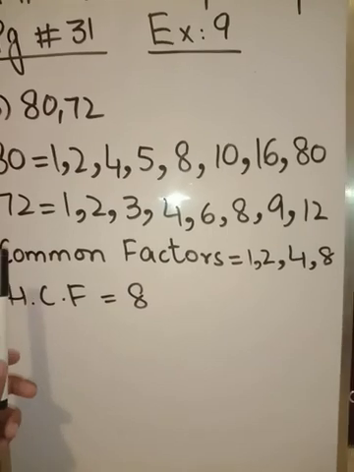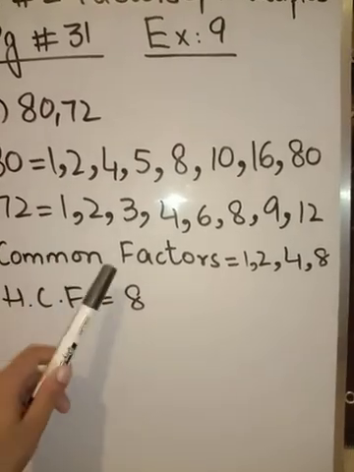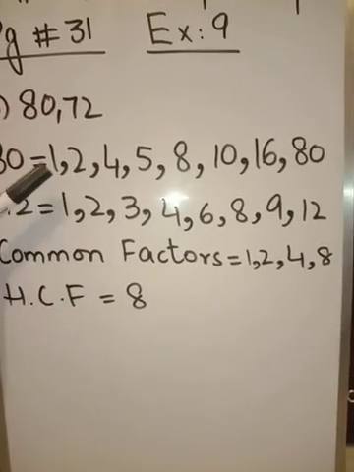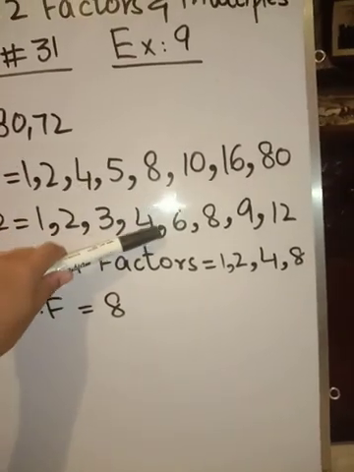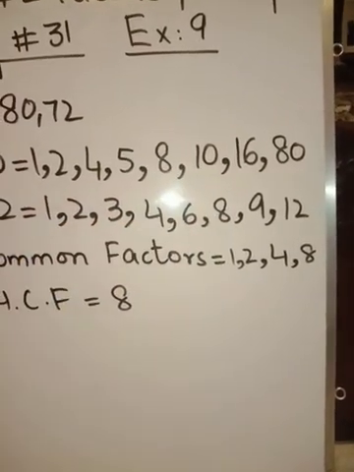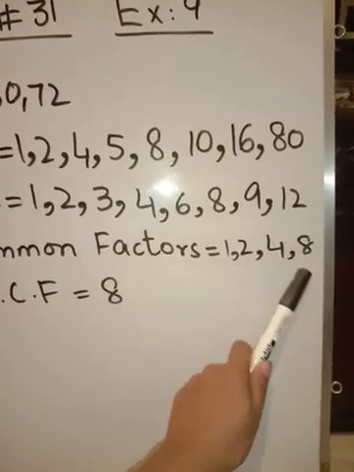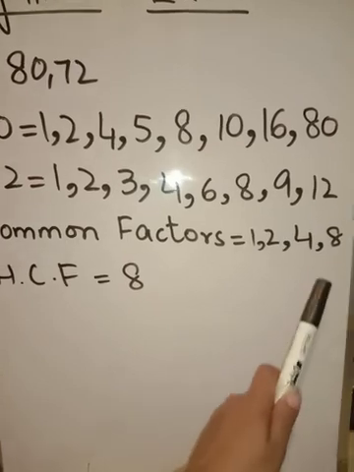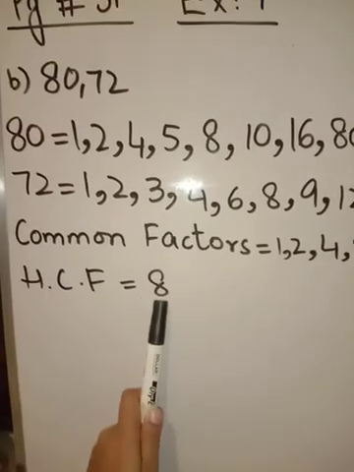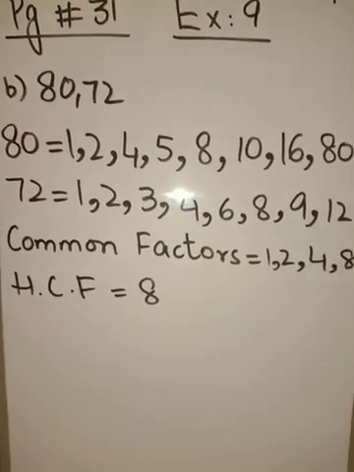Now, the next thing is that you have to find the common factors of the given numbers. Common factors mean we have 1 in common, 2 in common, 4 in common, 8 in common. So, you took out all the common factors. What is the highest factor then? The highest common factor is 8. So, the HCF of 80 and 72 will be 8.